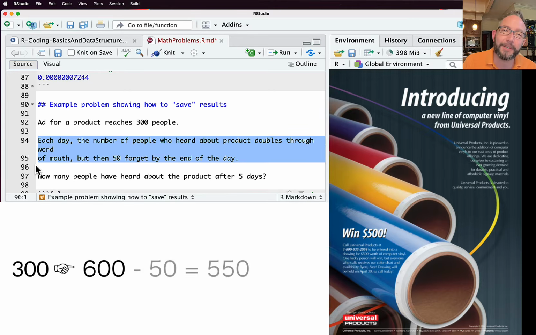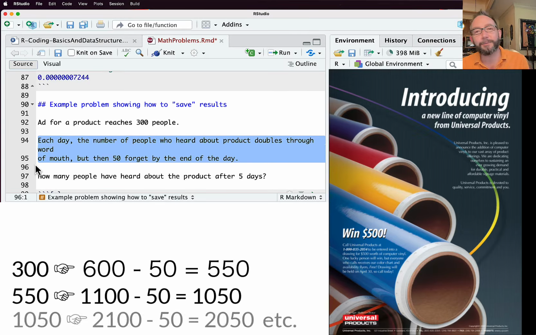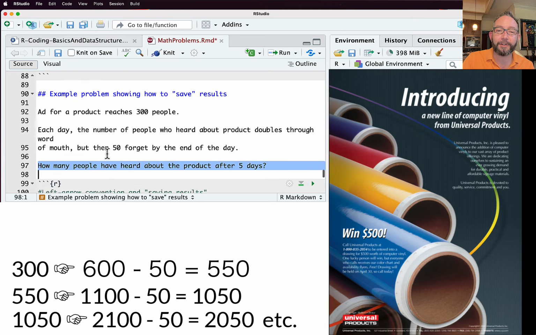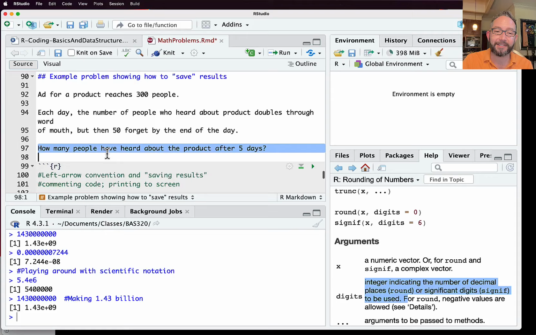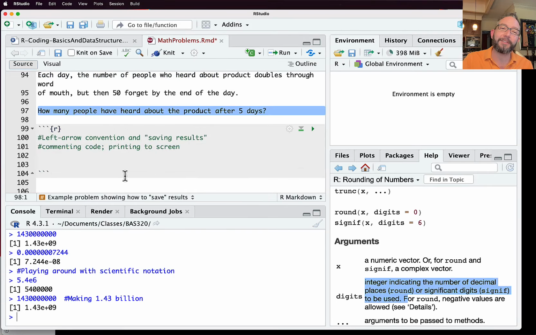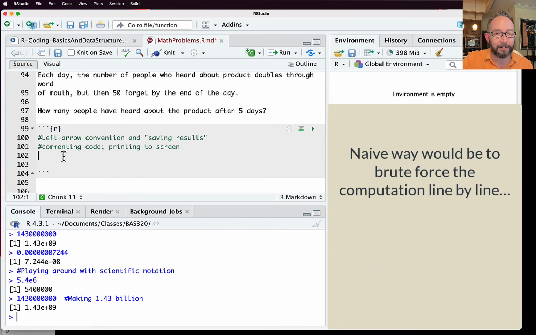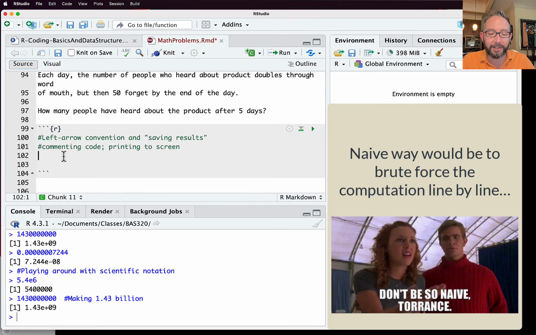But then 50 people that had previously heard about it are going to forget. Maybe like me, I forget things all the time. And so what we're going to have is this doubling and then subtracting 50, doubling, then subtracting 50 for a couple days here. We'd like to know how many people have heard about that product after 5 days. Well, how would we do this? Well, we could just start coding this to kind of mimic this process. Originally, we start out with 300 people.